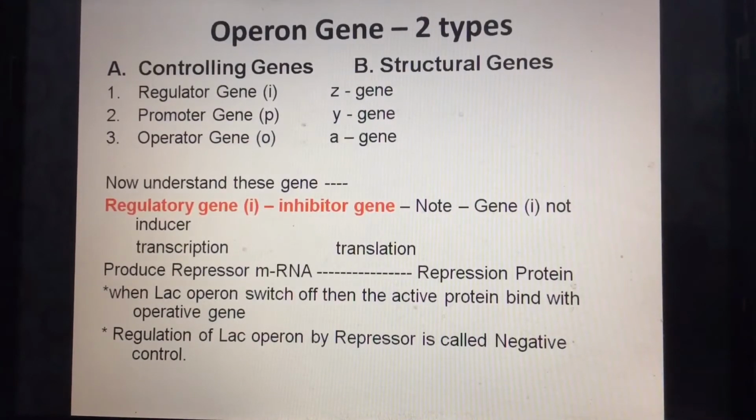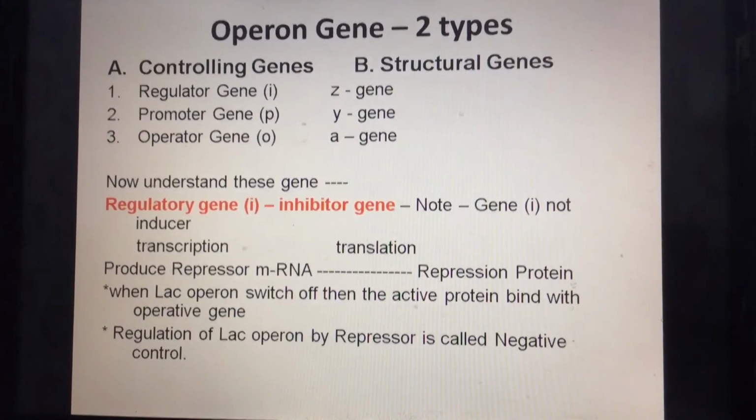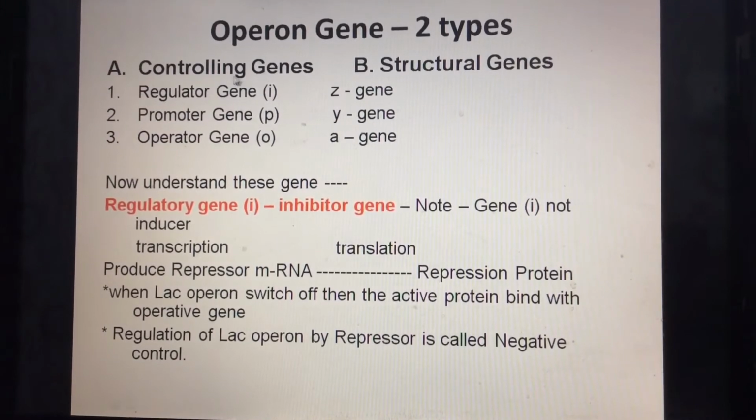Now we understand how many genes are regulated, because an operon is a group of genes. There are two types of genes present in operons: controlling genes and structural genes. Controlling genes are the regulator gene, represented by I, the promoter gene, represented by P, and the operator gene, represented by O. Structural genes are genes that express proteins. These are also of three types: Z genes, Y genes, and A genes.